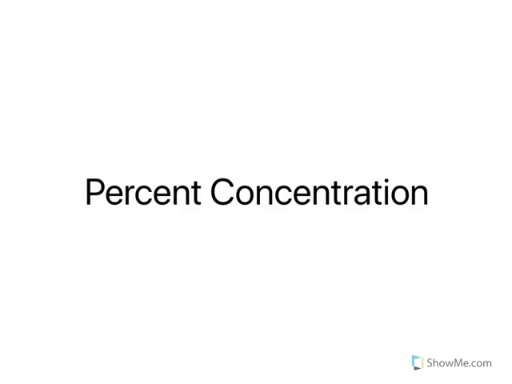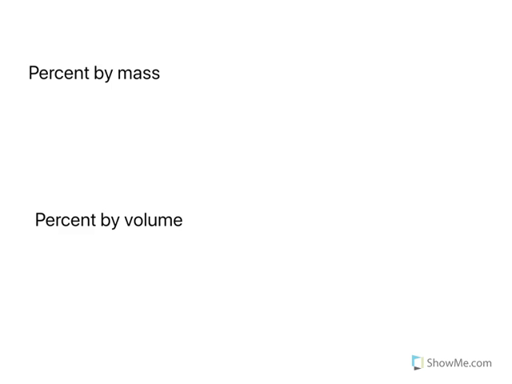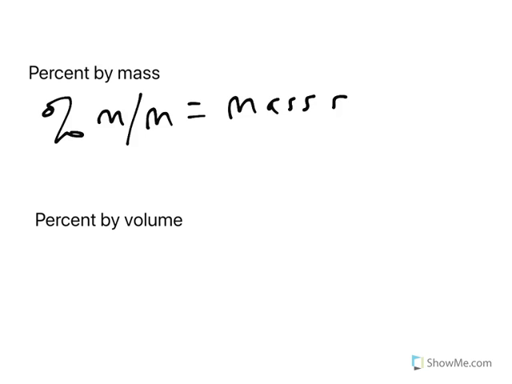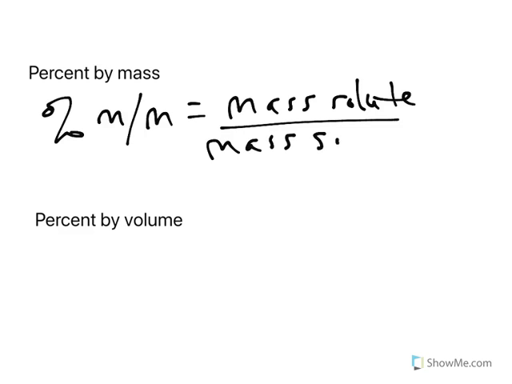Today we're looking at percent concentration. That's the way that we can talk about how strong certain solutions are. There are two ways that we can describe percent concentration. The first is percent by mass. We write percent by mass like this. The equation for percent by mass is the mass of the solute divided by the mass of the total solution times 100%.